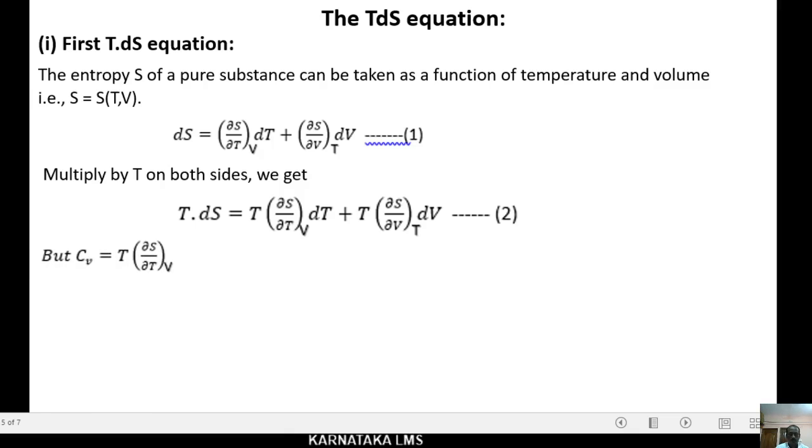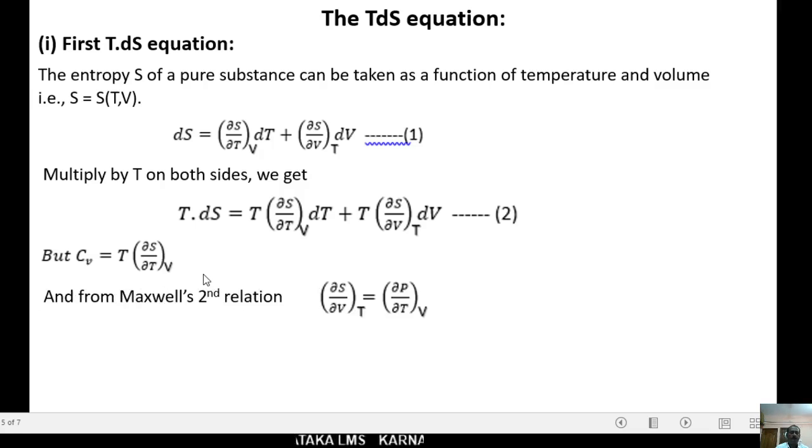But we know that Cv equals T (∂S/∂T). Here Cv means specific heat of gas at constant volume. You can substitute this, and by using Maxwell's second relation, that is ∂S/∂V equals ∂P/∂T. Here ∂S/∂V in equation 2 is replaced by ∂P/∂T using the second relation, and T (∂S/∂T) is replaced with Cv.